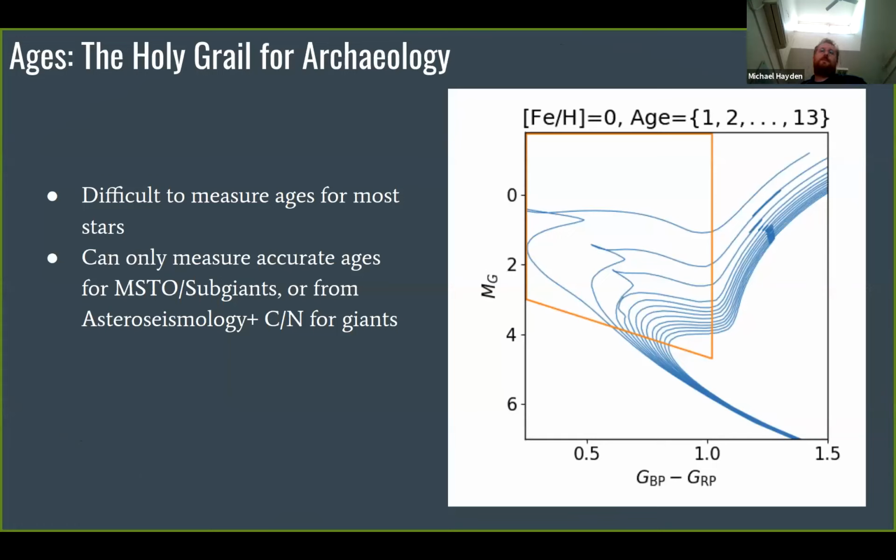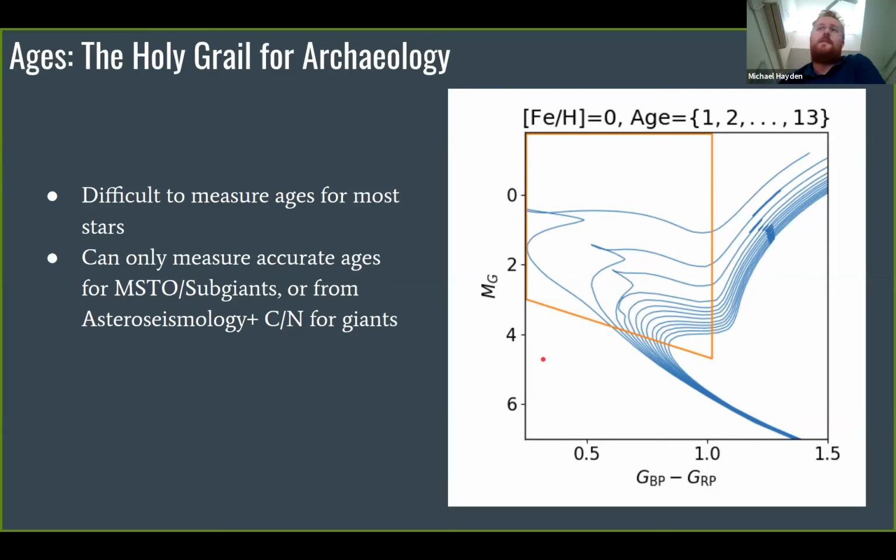So why do we want to do chemical clocks? Well, ages are kind of the holy grail for galactic archaeology, but it's really, really hard to measure ages for most stars. And in fact, you can only get accurate ages really for stars you have asteroseismology for. So stars like in the Kepler field on the giant branch, or for certain regions of the HR diagram where you can do isochrone matching.